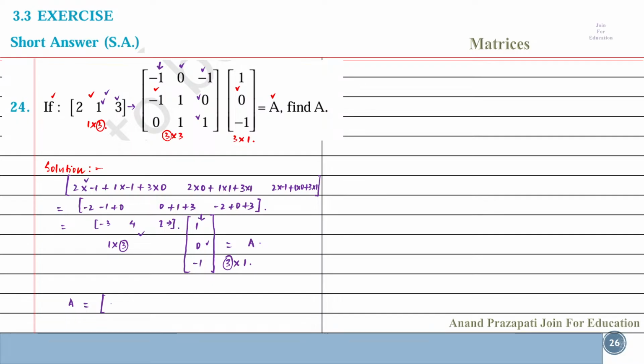equal to minus 3 into 1 plus 4 into 0 plus 1 into minus 1. So here will be what? Minus 3 plus 0 and minus 1. So it will be minus 4. Therefore, matrix A equal to minus 4, and the order of matrix A is 1 by 1. So this one will be the answer of this question.